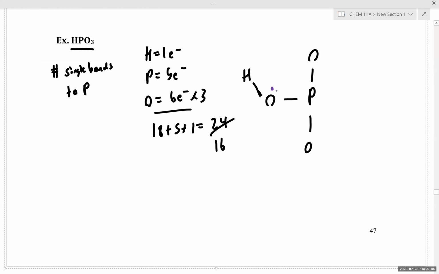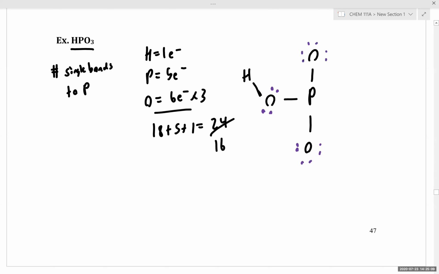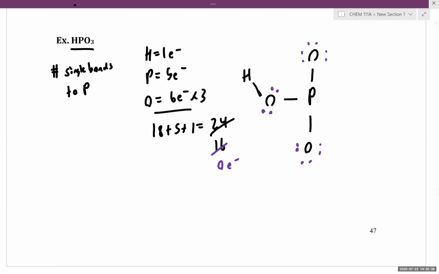Now let's add our lone pair electrons to each oxygen atom. 6, 12, 16. We have 0 electrons remaining. Does phosphorus have a complete octet? No. So we're going to need to take one of our lone pairs and form a double bond.